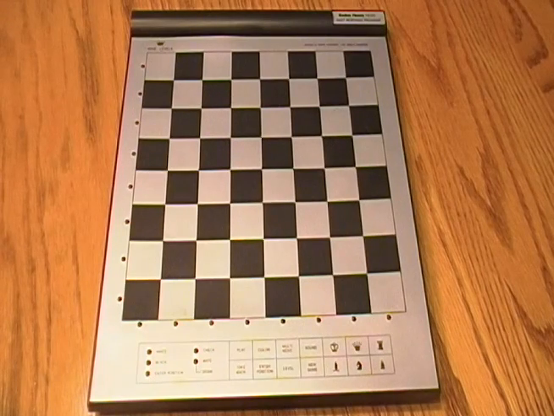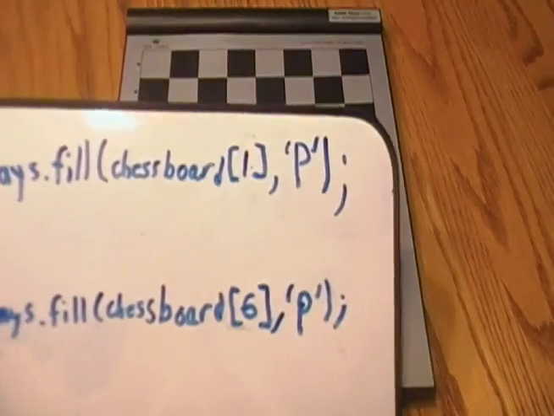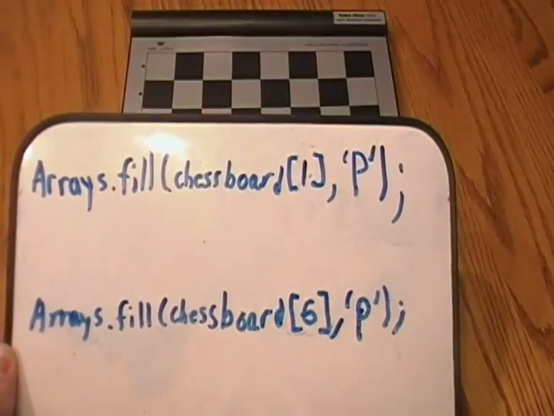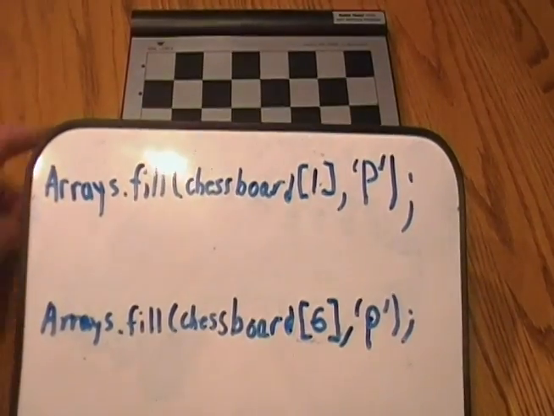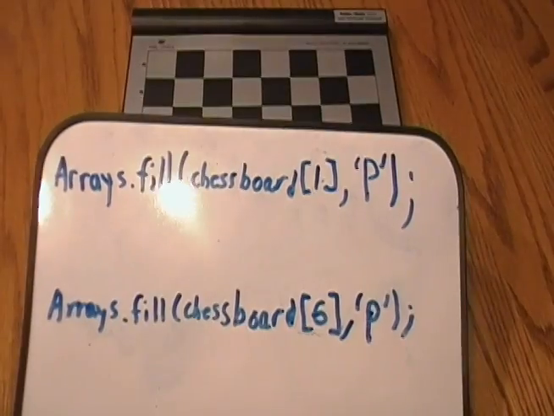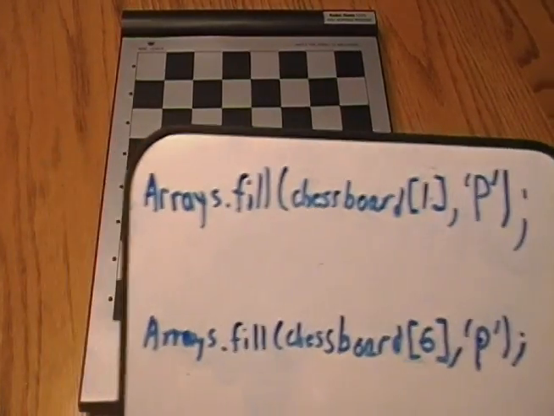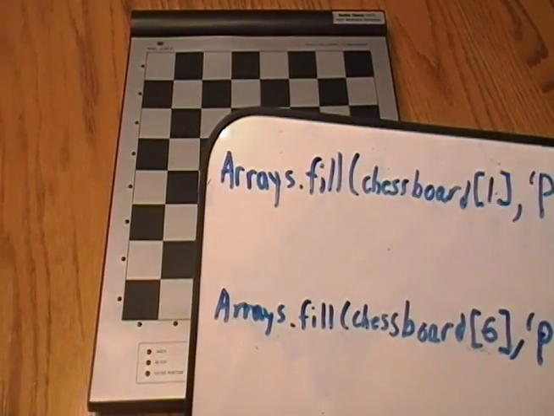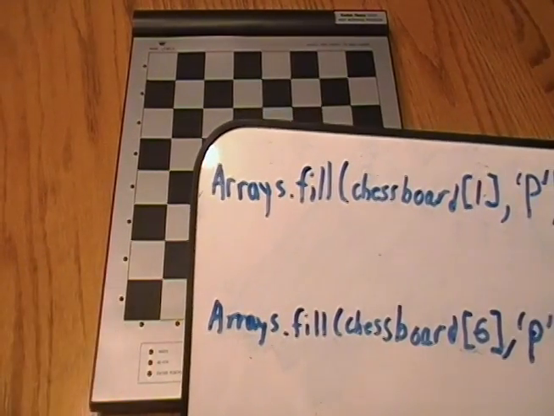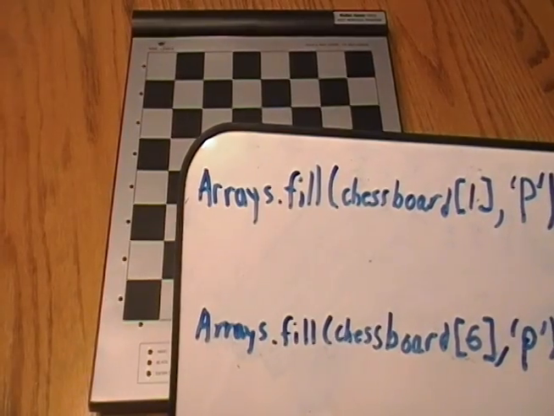So, you can use a method of the Arrays class to fill an entire row with certain characters or pieces. So this code would fill the second row with capital P's, which will represent black pawns, and the second statement will fill this row with lowercase p's, which represent the white pawns.